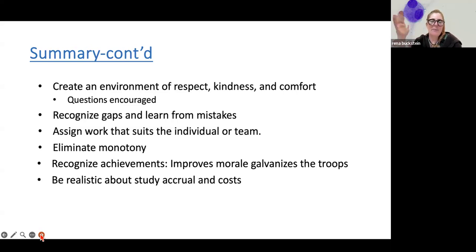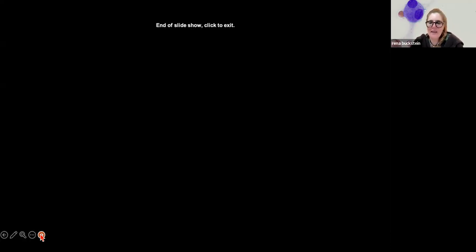And finally, be realistic about study accrual and costs. You're always going to put fewer patients on, and it's always going to cost more than you think. And I think I will stop there and take any questions or comments, and any other experiences people have that they want to transmit that I didn't cover?